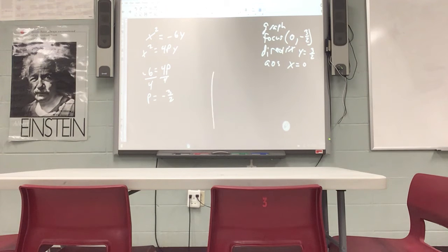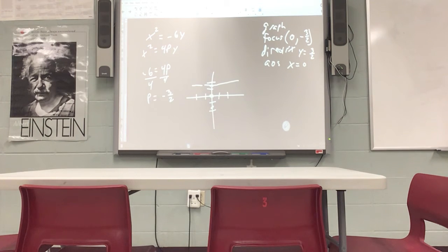Okay, so 0, negative 3/2. I'm trying to get 1.5s in there. So 0 means move over 0, negative means go down 1.5. So there's my focus. My directrix, y equals 3/2, so up 1.5. There's my directrix. My vertex is at 0, 0.